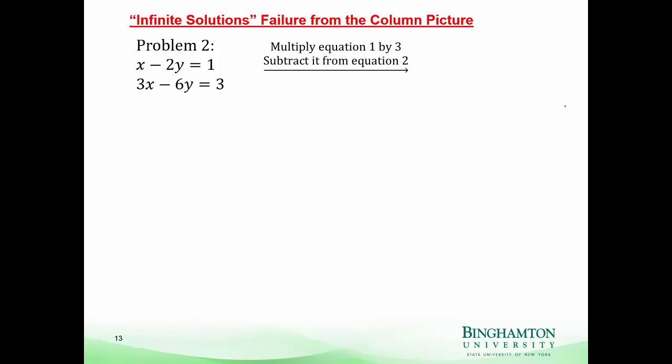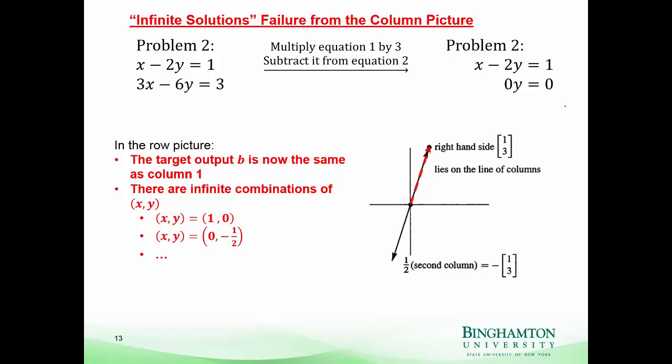Let's take a look at the same problem from the column picture. So our multiplier is 3. We end up getting something that looks like that. But now let's look at this from the row picture, more over on the left, the top left, that stuff.